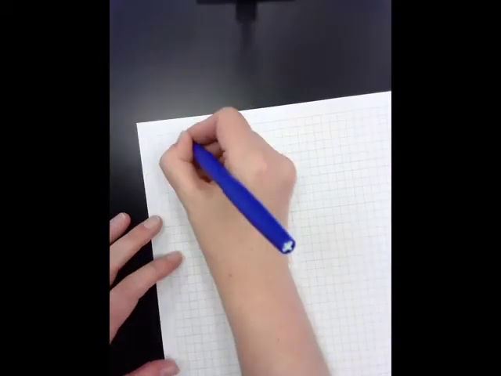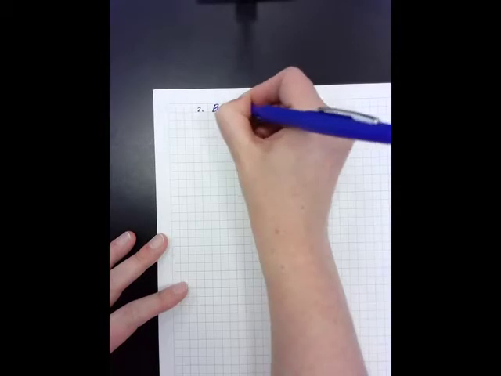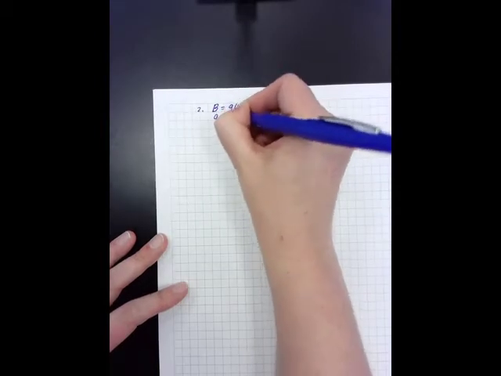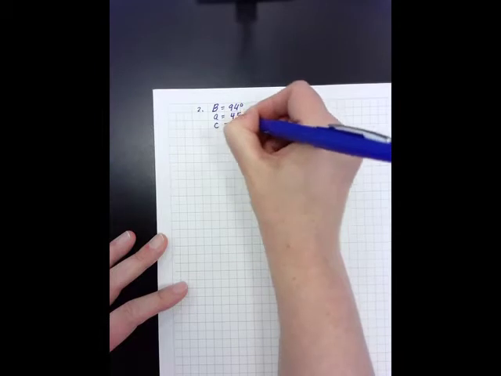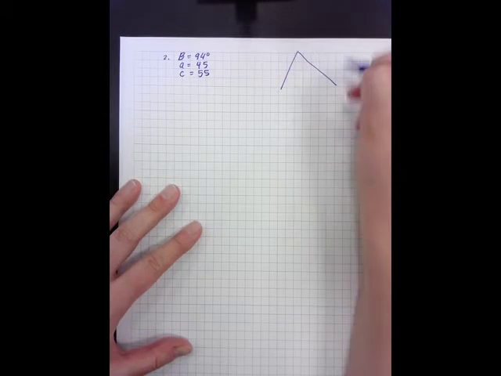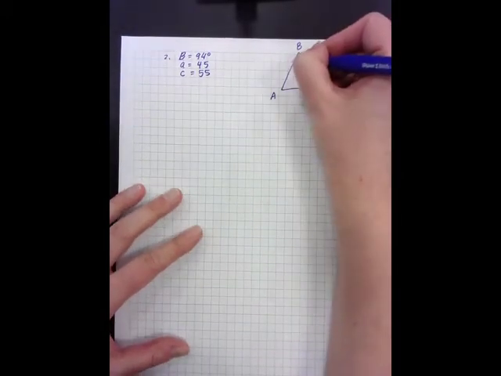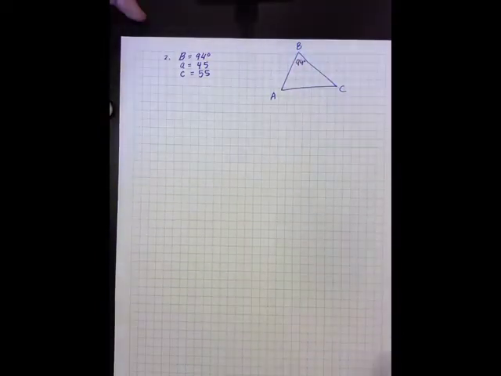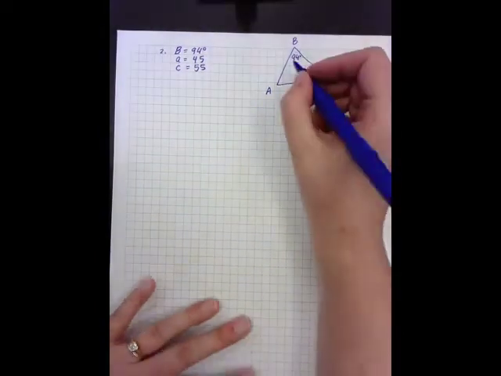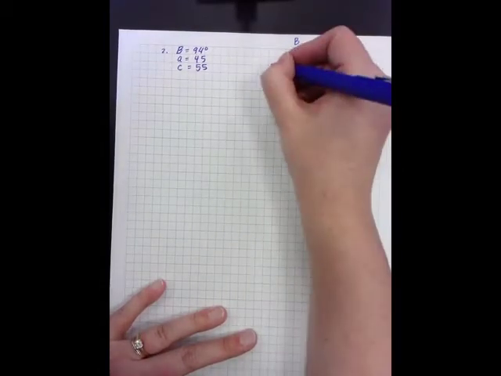Second example. In our second example, we are given that angle B is 94 degrees, side A is 45, and side C is 55. So unlike the last one, I'm going to do the sketch first. Probably I should have done that on the last one also. And again, I'm not drawing these to scale. This is just a sketch to remind myself where all the sides and angles are in relation to each other. So side A is 45 and side C is 55.